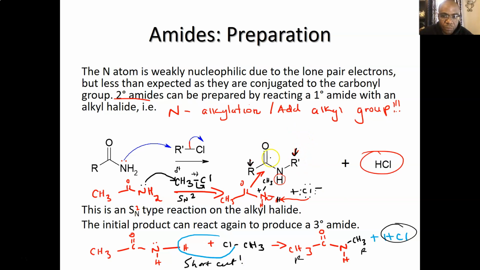So you will have prepared your secondary amide from your primary amide. Again, this is primary because the nitrogen is substituted with one carbon containing group. Here this is secondary because the nitrogen is substituted with two carbon substituent groups.